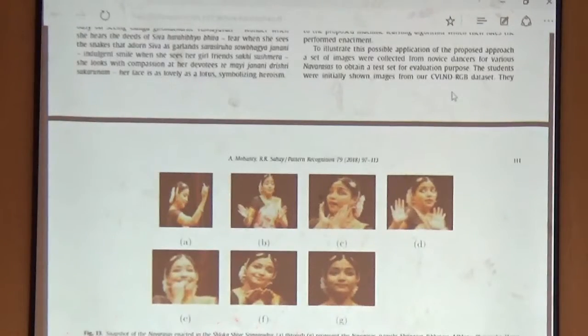So these were the Navarasas which were identified. So first one is the Shringara Navarasa. Vibhatsa Navrasa, the Adbhuta Navrasa, the Bhayanaka Navrasa, the Hasya, Karuna.